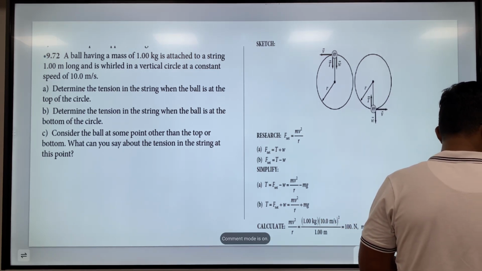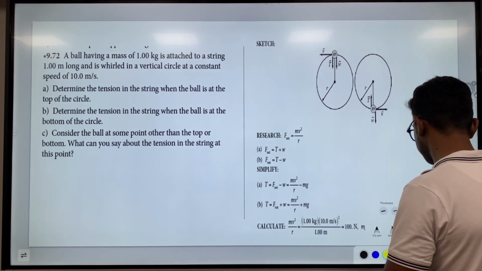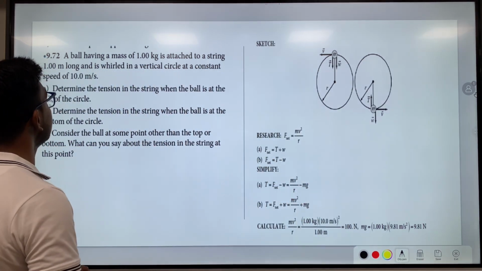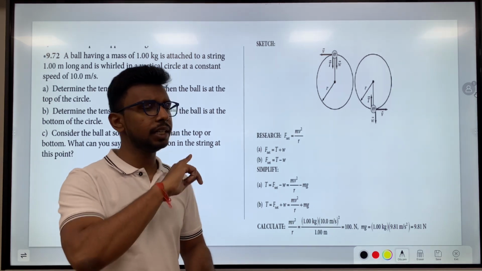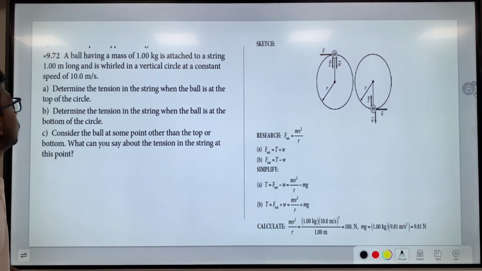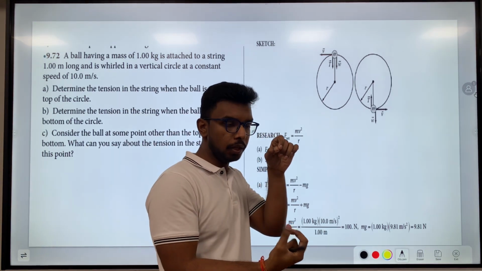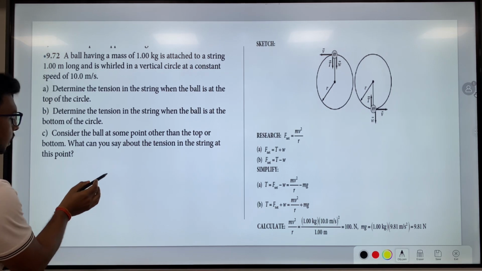A ball having a mass of 1 kilo is attached to a string 1 meter long, whirled in a vertical circle at a constant speed of 10 meters per second. Basically, I have a string and I have been rotating it. We did this experiment in the class as well with the open water bottle. Determine the tension in the string when the ball is at the top of the circle. Tension is the force which is keeping it together, but at different points it changes. Why does it change? So think of it like this.